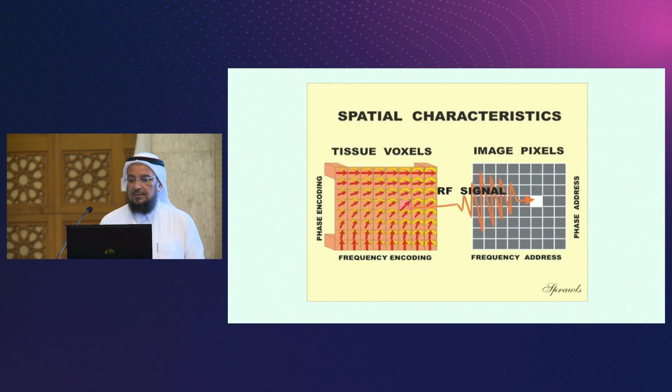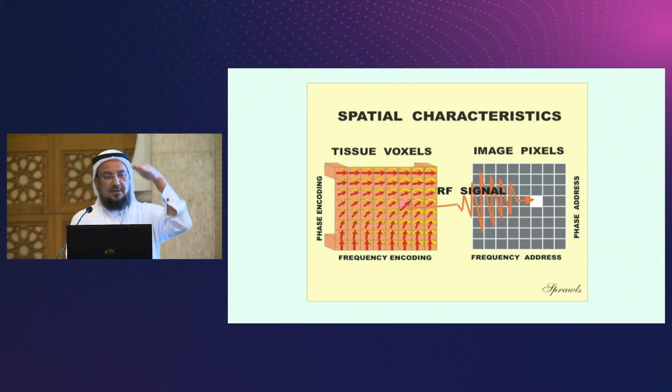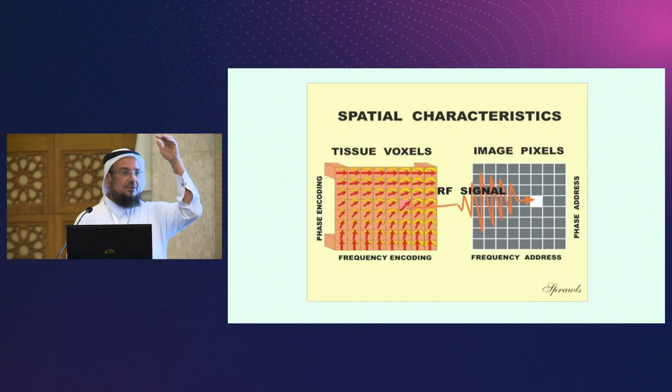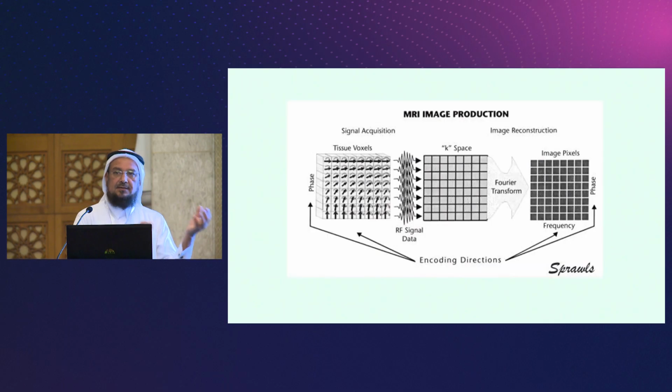The final step: once we have frequency and phase, we put that wave in place. Now, the amplitude of that wave will be translated to brightness or darkness. If we have a little amplitude, that will be black or dark. If we have higher amplitude, it will appear bright in the image. So we get the signal, we distribute it according to frequency and phase, according to location, and the brightness and darkness depend on the amplitude of this signal, which again depends on T1 relaxation, T2 relaxation, and proton density.